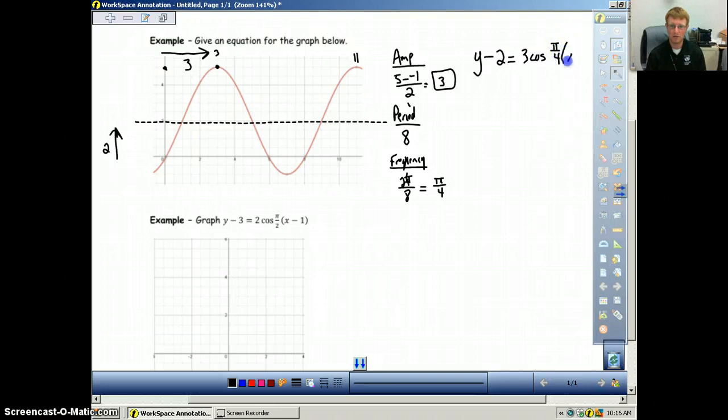And then in parentheses, that's where our horizontal shift is going to come in. And for the cosine, it was a shift of 3 to the right, so it's just minus 3. So there's our function for a cosine.